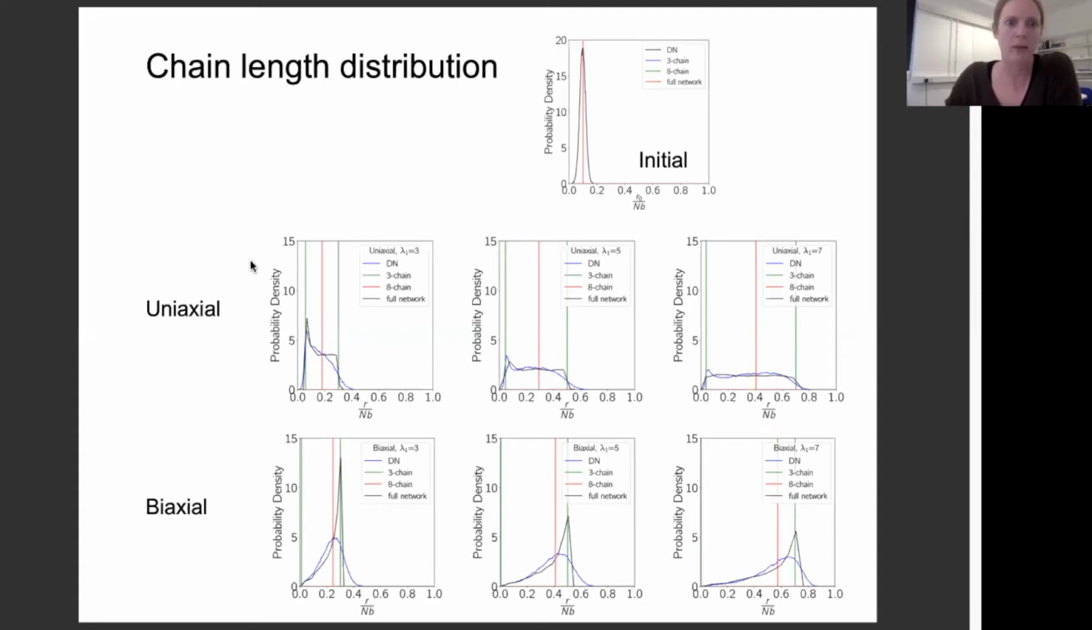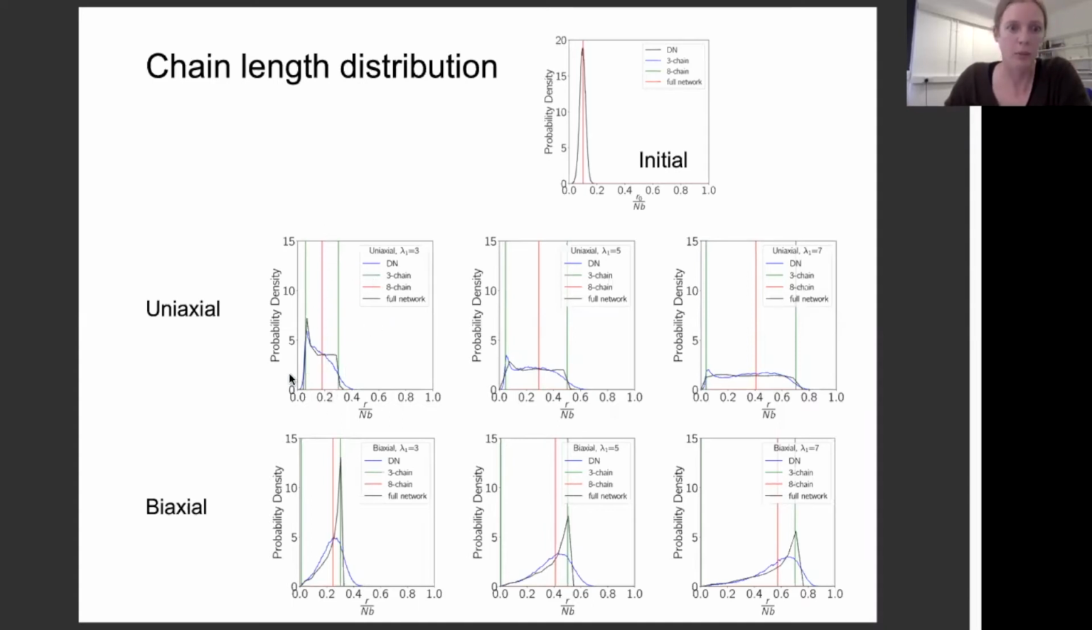And then as you deform the network and you look at different macroscopic stretches, so 3, 5, 7, and you look at how this distribution evolves during deformation, you can see the vertical lines corresponding to the 3-chain and the 8-chain, because these have only a discrete number of chains. So the 3-chain would have only 2 different deformations for the 3 chains, and the 8-chain would have only 1 stretch, because all the chains see the same stretch, which is the red line.